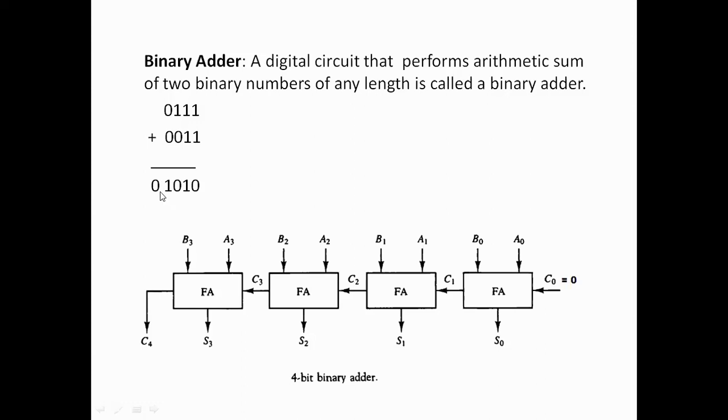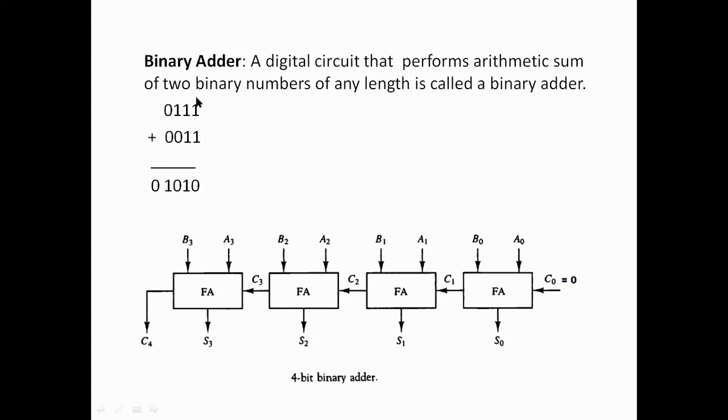So the answer will be 1, 0, 1, 0, which obviously means 10. If we look keenly at this operation, what is happening? First, we are adding 1 and 1. So we are adding 2 bits. This obviously needs a half adder. 1 and 1 gives us 0 and 1.